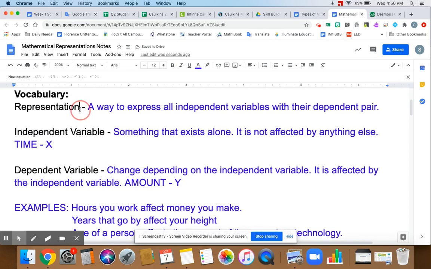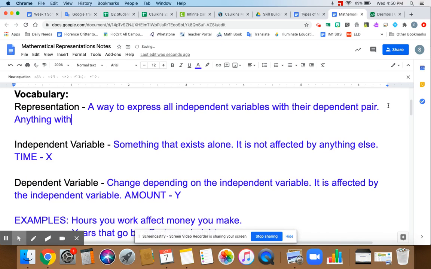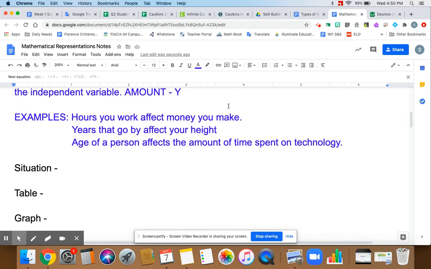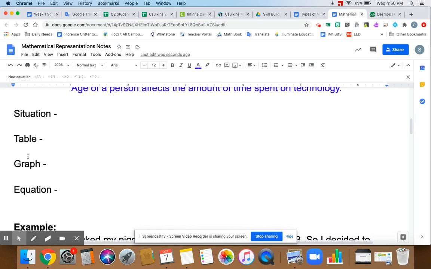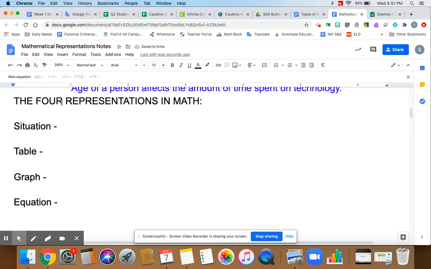So another way to think of the word representation is it's anything with x and y. In math, there are tons of things that have x and y in it. For example, situations, tables, graphs, and equations. These are our 4 types of representations. The 4 representations in math.